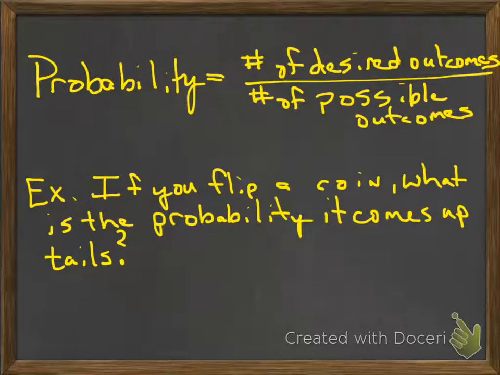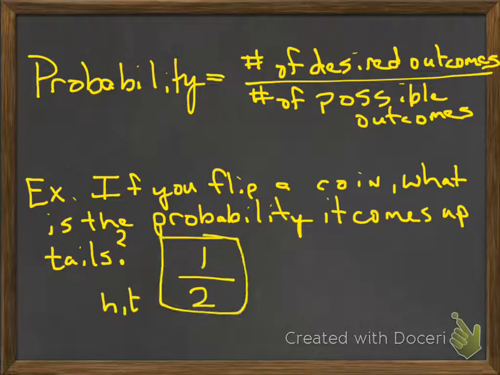If you flip a coin, there's the simplest probability you can see. What is the probability it comes up tails? Well, how many outcomes could you get flipping a coin? You can get heads or tails, that's 2. And you can only get tails that one time because there's one on each side. Don't make it any more confusing than that. So the probability of getting tails is 1/2.